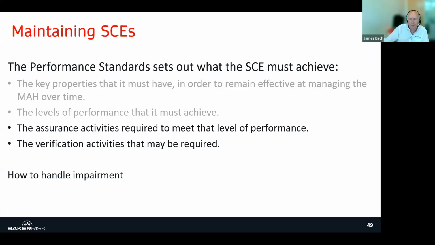These are the last two mentioned on that slide. What assurance do we need? What verification do we need? And critically, what do we do when they are impaired, when they don't work? And that is a big chunk.